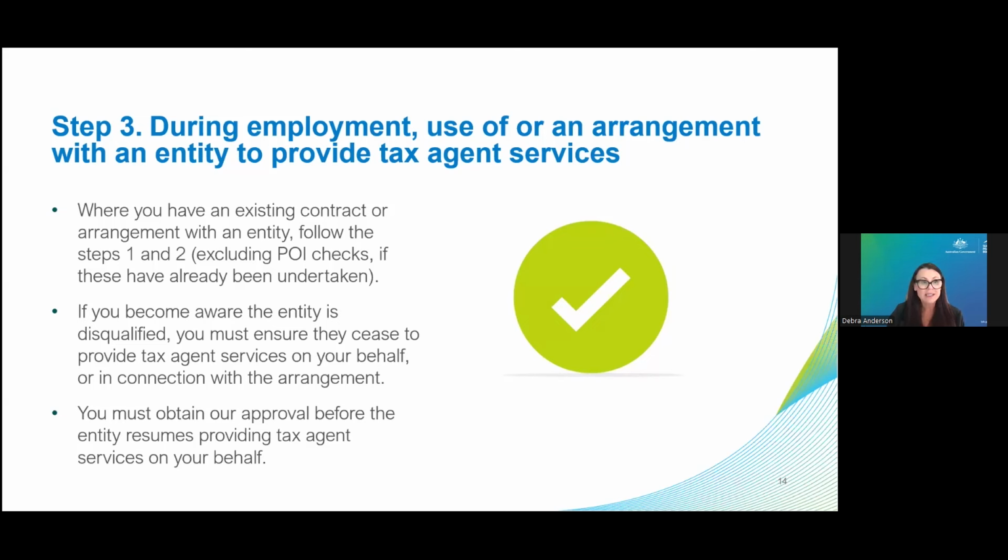If you do not seek TPB approval, or if we reject the application to employ that disqualified entity, you will then be in breach of Code Item 15 if the entity provides tax agent services on your behalf. So again, you may wish to cease employing or contracting with the disqualified entity, and in those circumstances, you do need to seek independent legal advice in respect to your obligations under employment and contract law.